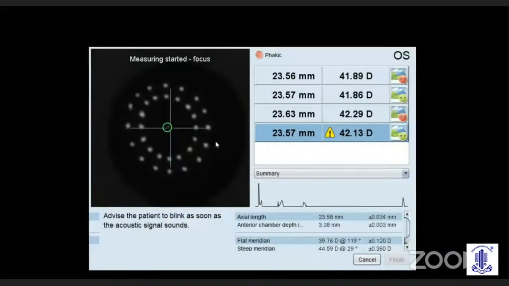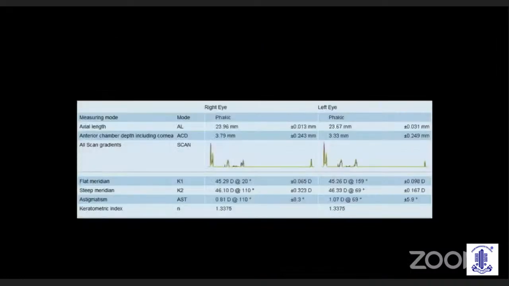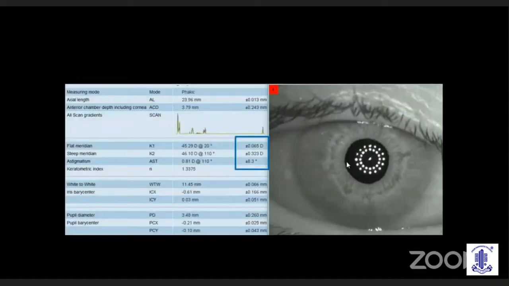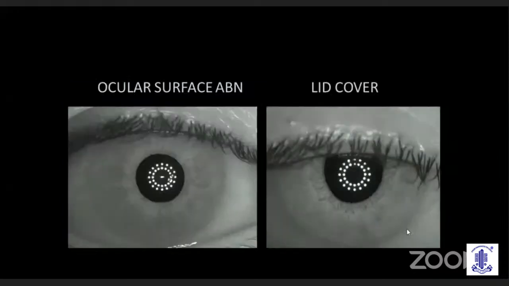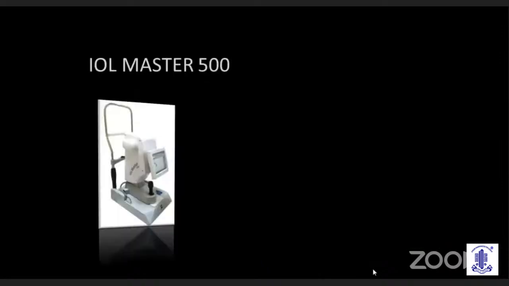Okay, so this is one example where you can see the quality of the image is not good. There is an ocular surface disorder. You can see there is absolutely no repeatability of the keratometry, and as seen by the standard deviation, it is absolutely abnormal. The standard deviation is very high. And when you go back to the corneal imaging, you can see that the mires are distorted here. There is an increased tear film height. So obviously you have to discard the value and redo it. The two most common causes are ocular surface abnormality and lid cover. So always make sure you check the quality of the image and then proceed with your IOL calculation.